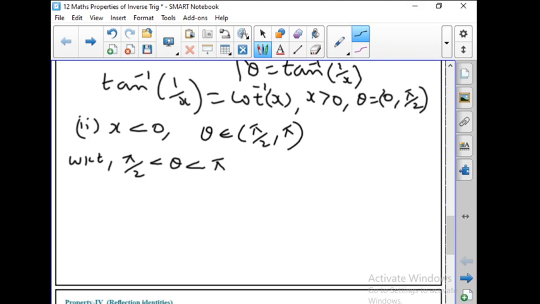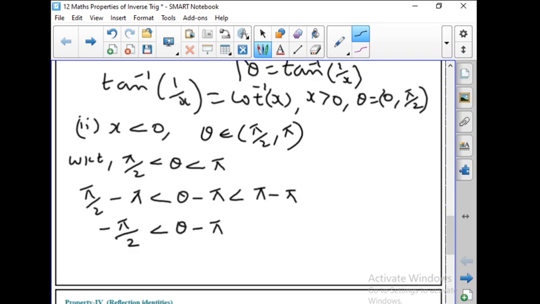Now, throughout you subtract pi. So, what you get? Pi by 2 minus pi is less than theta minus pi is less than pi minus pi. Throughout you are subtracting pi. So, this becomes minus pi by 2 when you take the LCM, less than theta minus pi, less than 0.